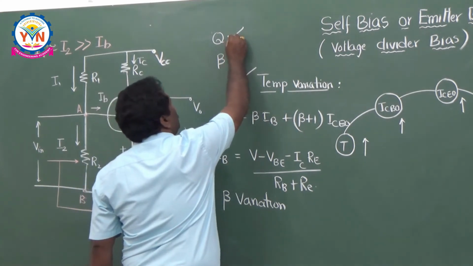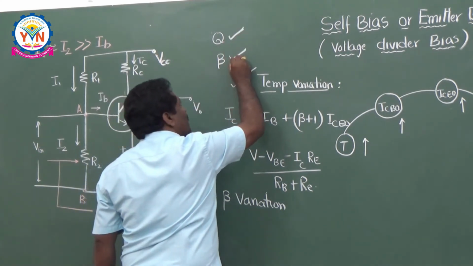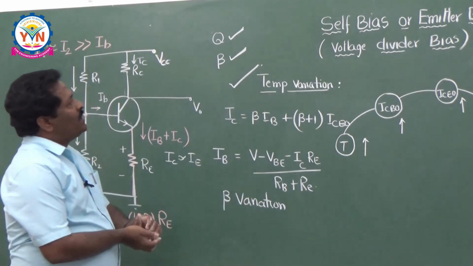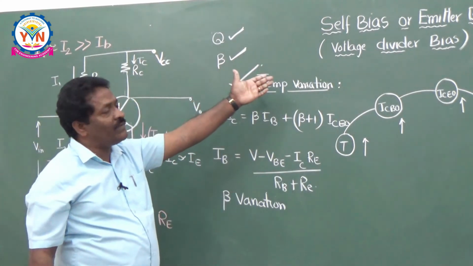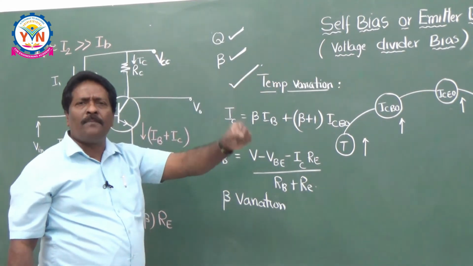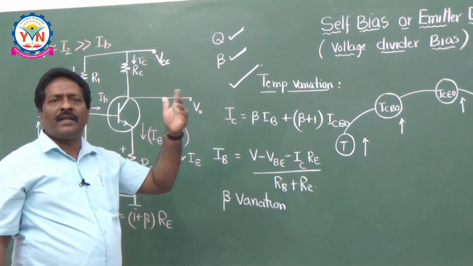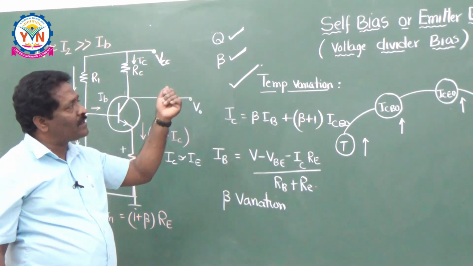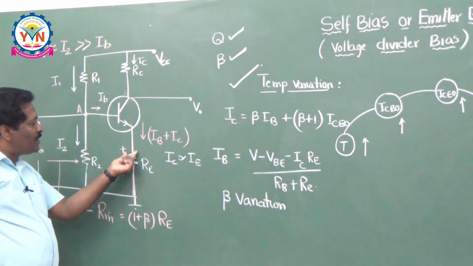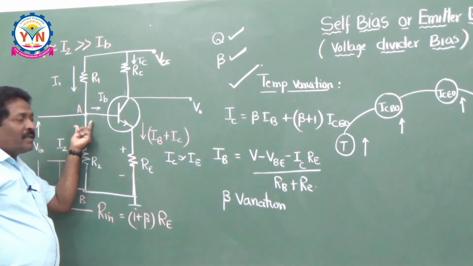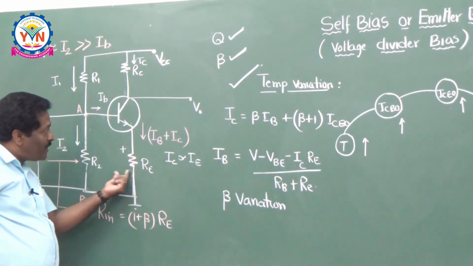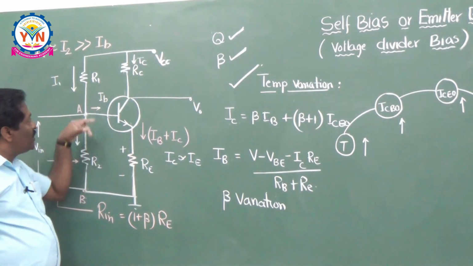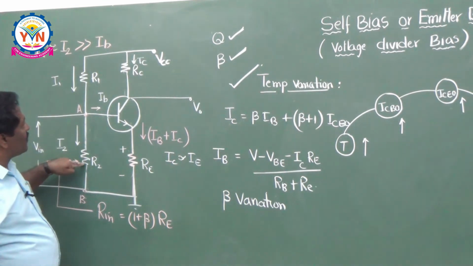And fixing of the operating point is good. Beta variations are already taken care of. Temperature variation is also taken care of. That's why this self bias or emitter bias, voltage divider bias is the most popular biasing technique. So many times they can ask you to explain about this self bias or emitter bias. It is self bias because the biasing is provided by the circuit itself. It is called emitter bias because the emitter is actually biasing the input junction here. And voltage divider bias because the biasing is provided by the dividing network R1 and R2 here.